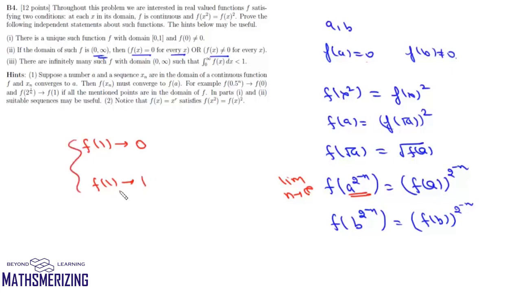So we are getting two limiting values for f(1), which is not possible. So we get a contradiction. So from the contradiction we can say that it is not possible to have two numbers such that at one of them the value is 0 and for the other one the value is unequal to 0. So either it will always be 0 or it will always be non-zero.